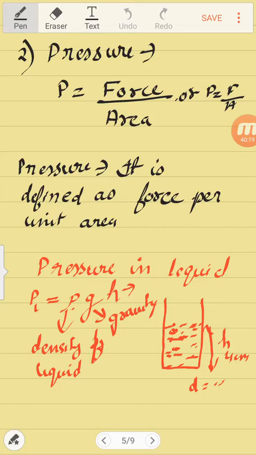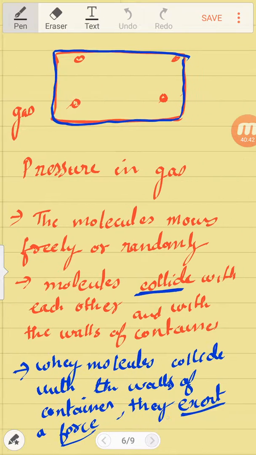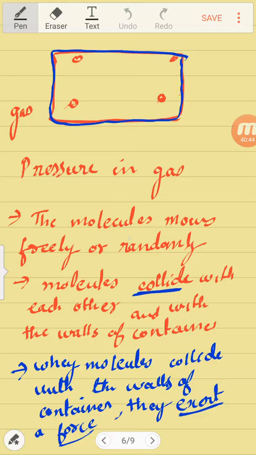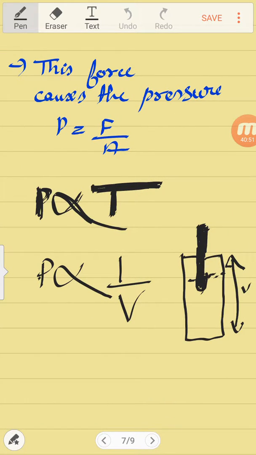Pressure, I told you the formula. You have to learn the formula. In IGCSE questions, they will give you a lot of MCQs to solve, and they will ask you this definition also. What is pressure? It is defined as force per unit area. Pressure in liquid, the formula, learn it, memorize it. Pressure in gas. These 4 points you have to learn.